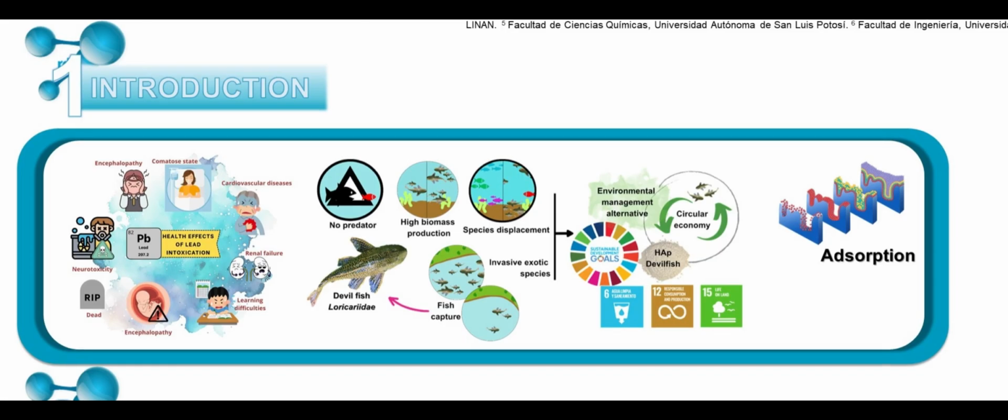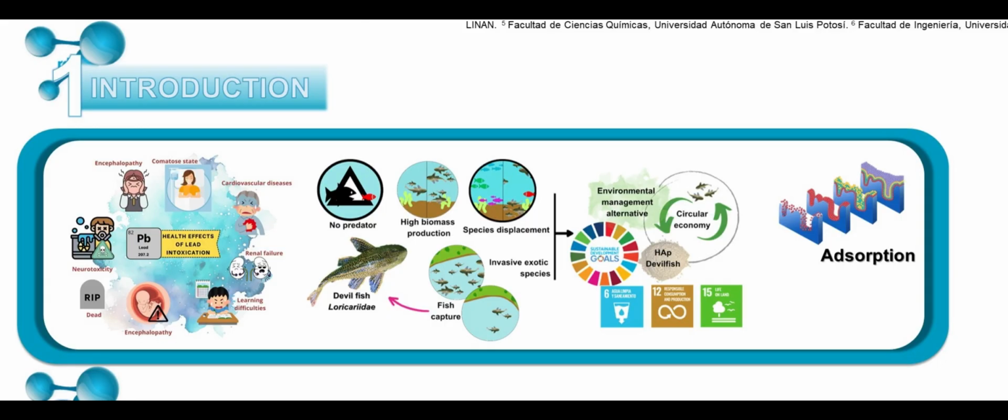Lead in water represents a serious environmental and public health problem. This heavy metal is highly toxic even at low concentrations, and prolonged exposure can cause neurological, renal, and cardiovascular damage, as well as affect child development. Different methods have been used for its removal, such as chemical precipitation, ion exchange, membrane filtration, and adsorption.